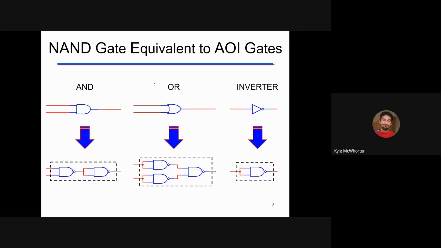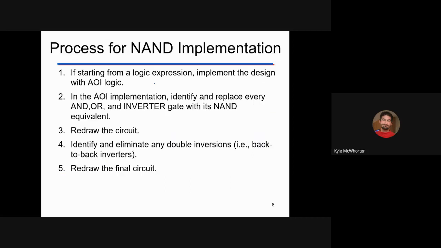Okay, so then we're going to work through together an example or two, maybe, of working through the process of converting from AOI to NAND logic and simplifying it. So first, we're going to talk about the process that we're going to go through. So first step is to take our logic expression and draw the AOI circuit design.